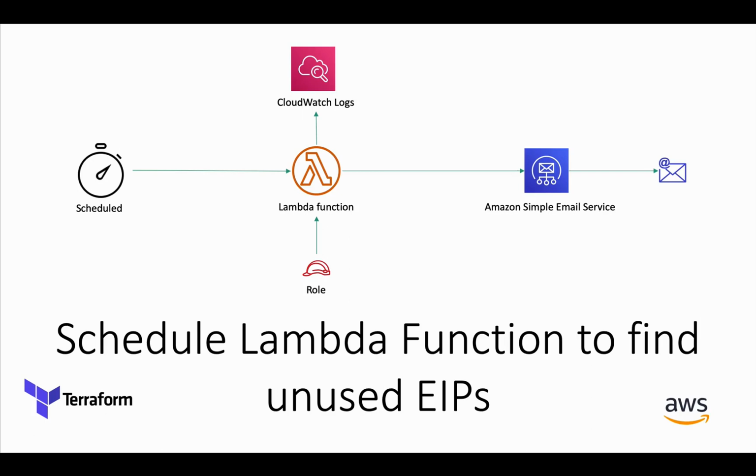Hey guys, let's schedule a Lambda function which is going to find unused Elastic IPs in the account. I'm going to create a schedule in the CloudWatch dashboard that you're going to integrate with a Lambda function. The Lambda function will have a Python script to find Elastic IPs which are not in use, and send that information through email using Simple Email Service.